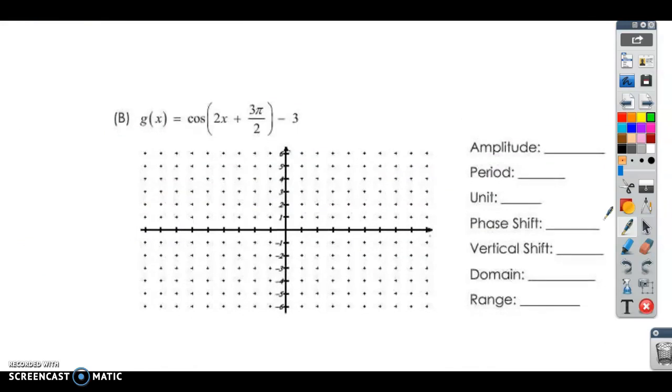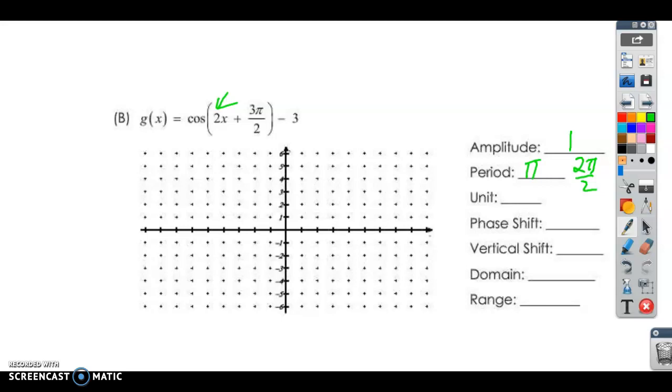Okay, so amplitude. Where are we going to find the amplitude? That's the number in front of the cosine. It's a 1. So absolute value of 1, 1. Period. The normal period for sine and cosine is what? 2 pi. It's 2 pi divided by b. Where's b? Number in front of x. So 2 pi divided by 2 is just going to give us a period of pi.